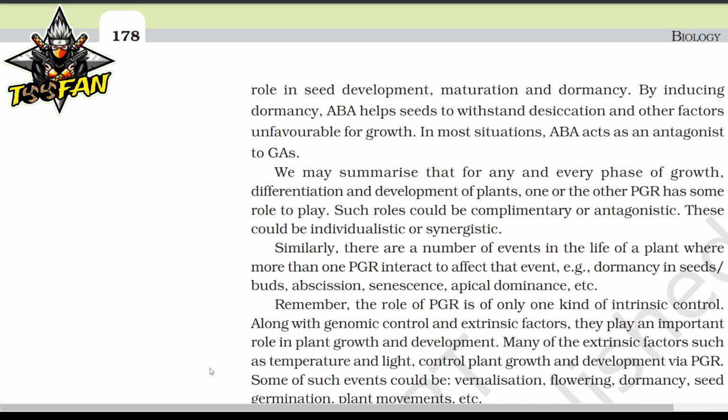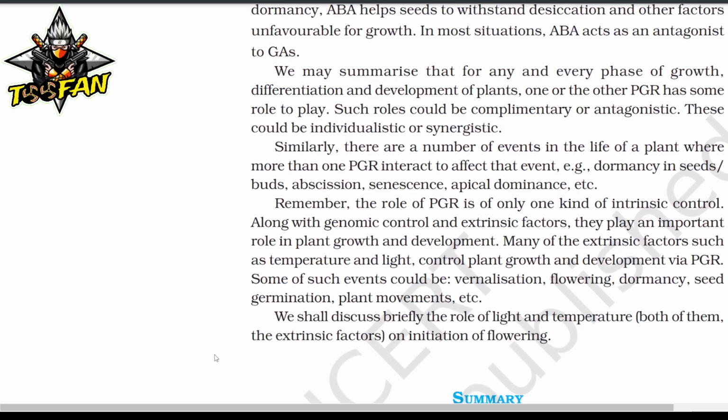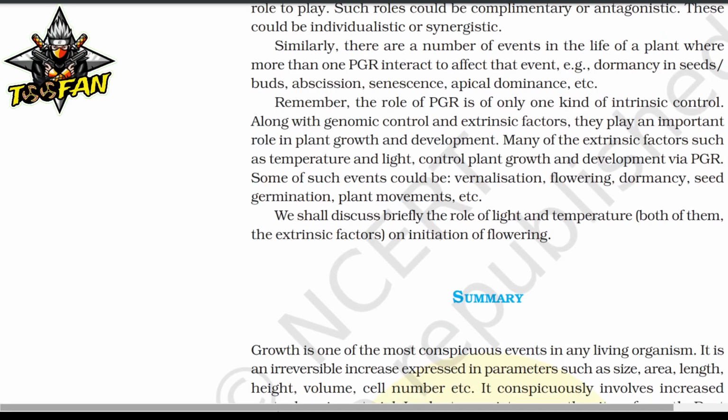Remember, the role of PGRs is only one kind of intrinsic control, along with the genomic control, and extrinsic factors. They play an important role in plant growth and development. Many of the extrinsic factors such as temperature and light control plant growth and development via PGRs. Some of such events could be vernalization, flowering, dormancy, seed germination, and plant movements, etc. We shall discuss briefly the role of light and temperature. Both of them are extrinsic factors in initiating flowers.